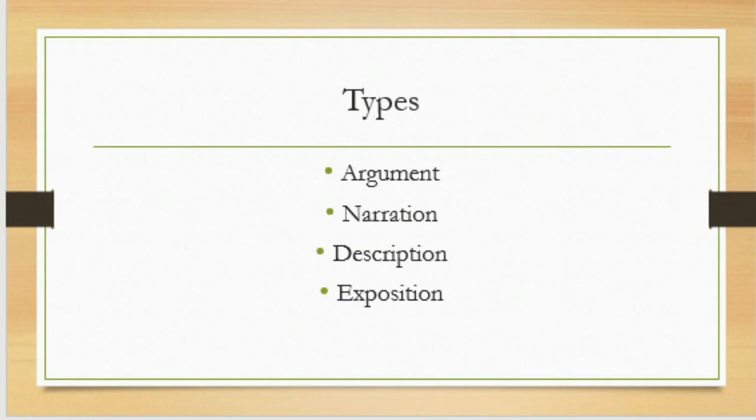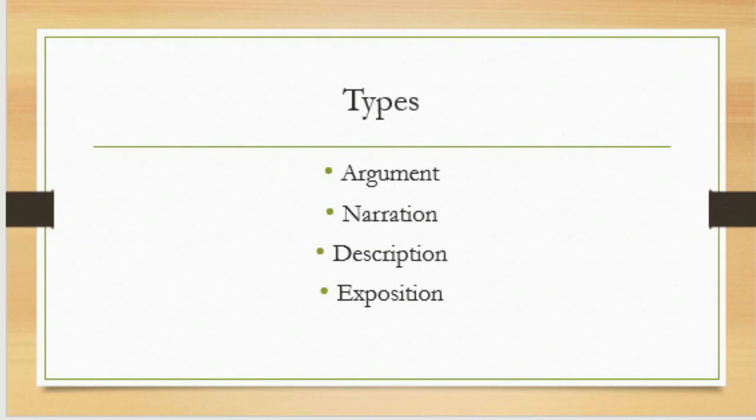Next is narration. This form of communication tells a story, often with emotion and empathy involved. Next is description, a form of communication that relies on the five senses to help the audience visualize something. Next is exposition. Exposition is used to inform the audience of something with relatively neutral language. It's not meant to persuade or evoke emotion.